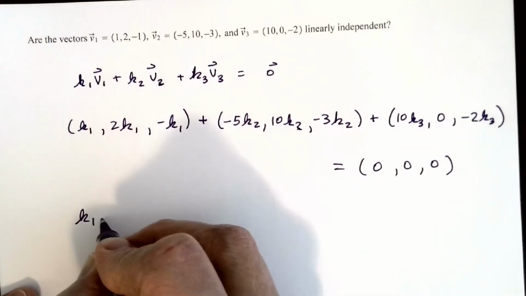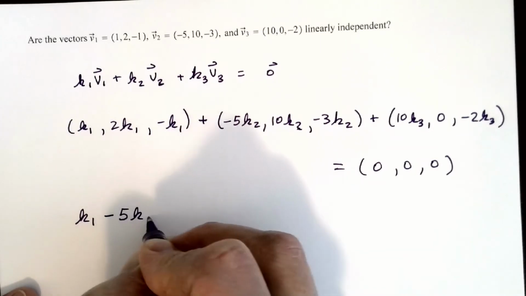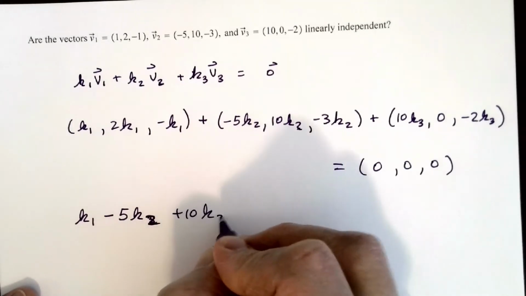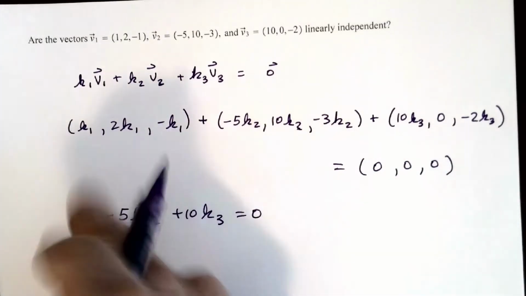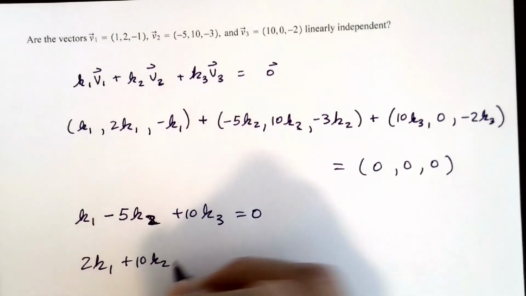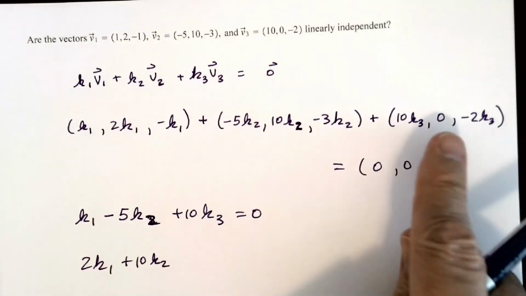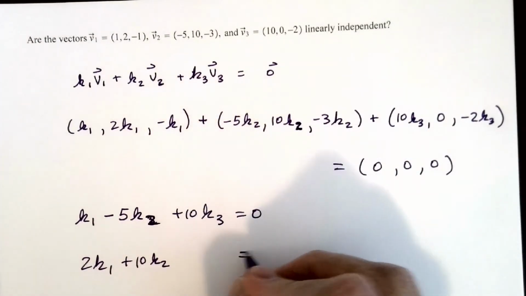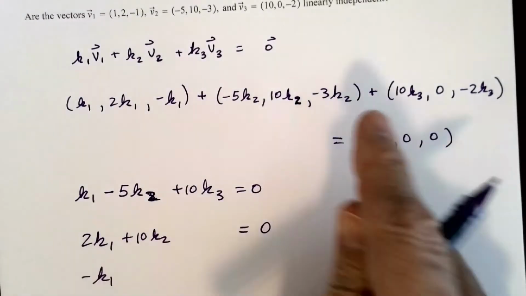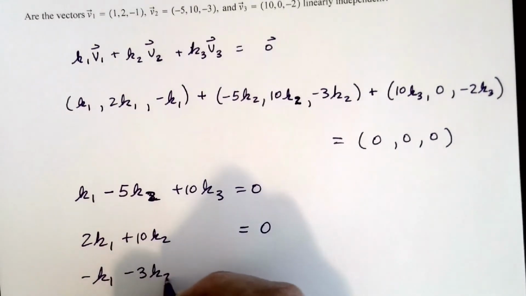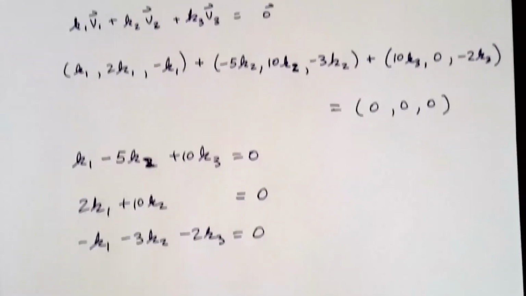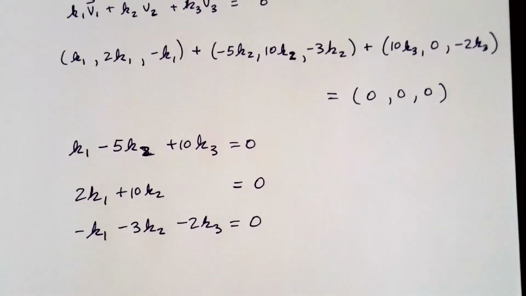I get K1 minus 5K2 plus 10K3 equals 0. 2K1 plus 10K2 plus 0 equals 0. And then negative K1 minus 3K2 minus 2K3 equals 0. And what do we have? A system of linear equations.